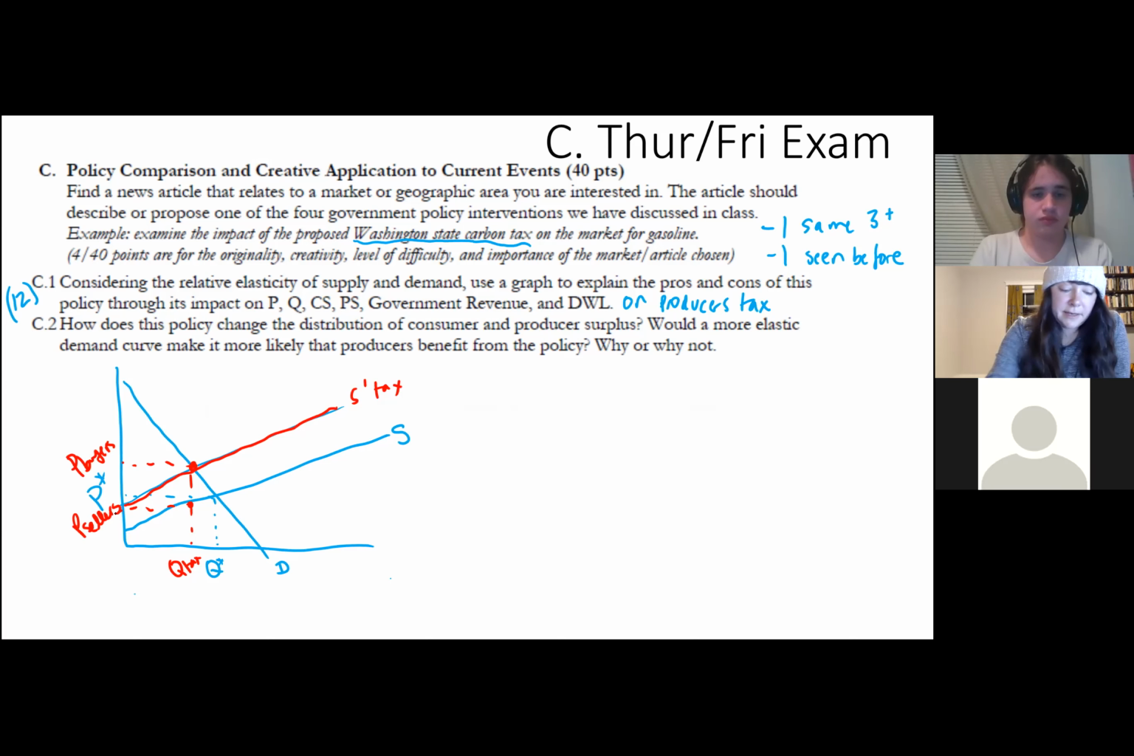Use a graph to explain the pros and cons of this policy. So I need to be able to talk about these. For me, that's easier when I have letters. So I'm going to use letters to do it.